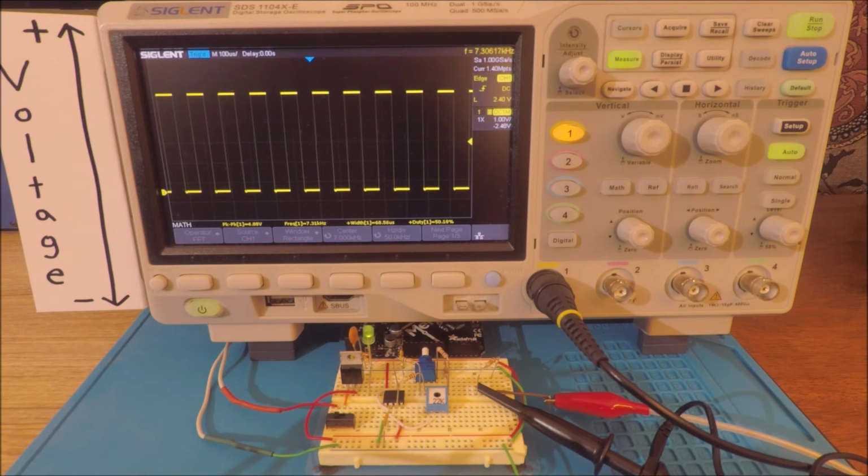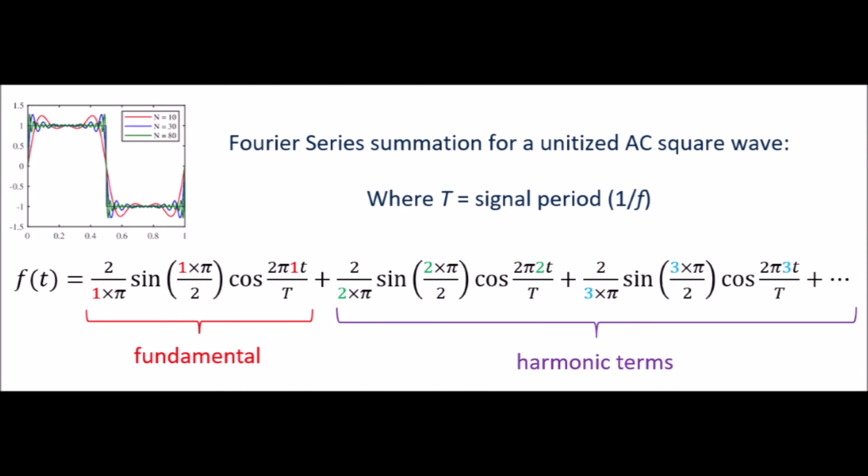I've adjusted this circuit to generate a 7.3 kilohertz waveform at 50% duty cycle, which is basically making our square wave as we see here on the screen. If we wanted to build this waveform mathematically, we could again consider a summation of Fourier series. Note the Fourier series summation is going to be the addition of a fundamental term and all of the higher order harmonic terms. The fundamental cosine term will have a frequency of 2 times pi times 1 times time divided by the period of the signal.